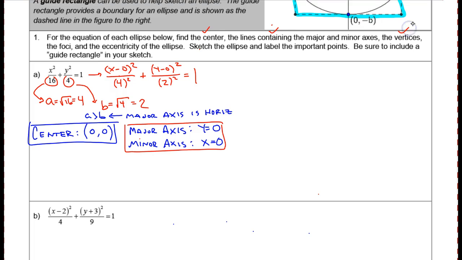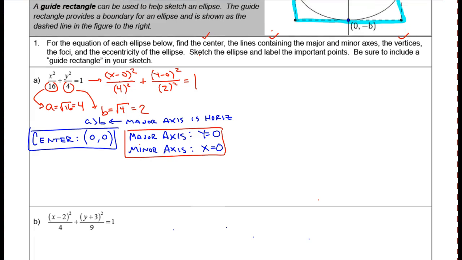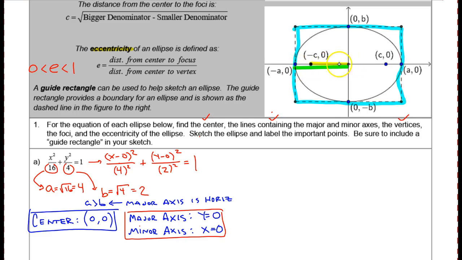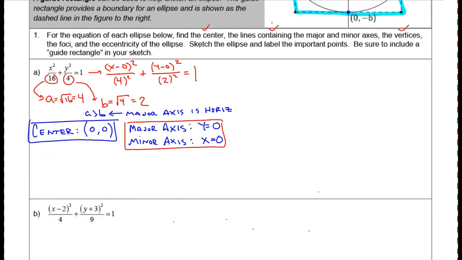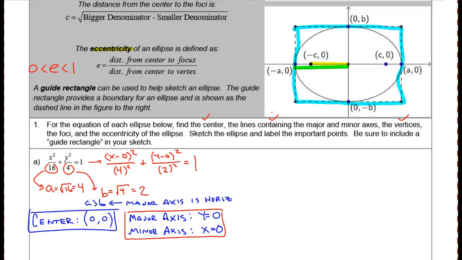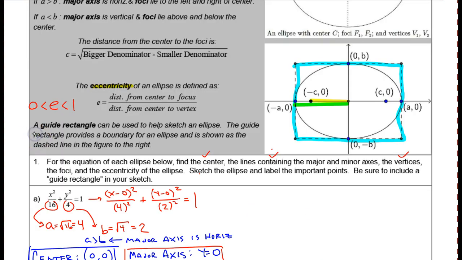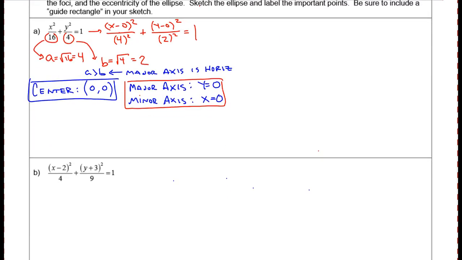Now we've got to find the vertices. Let's go back and look at our picture up here. The vertices are going to be a units away from the center. Hold on, folks, technical difficulties. So for our vertices, we're going to be a units away from the center, to the left and the right. So that's negative 4 comma 0 and 4 comma 0. I'm going from my center 0 comma 0, 4 units to the left and 4 units to the right. So we're done finding the vertices.